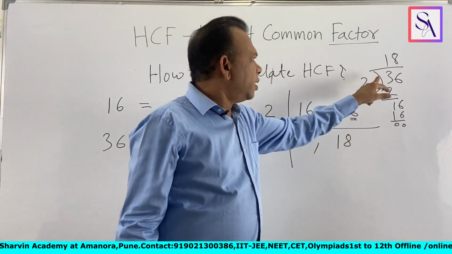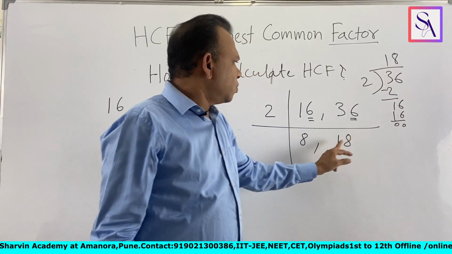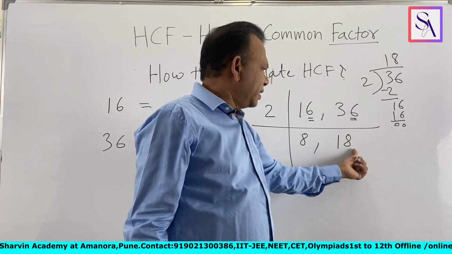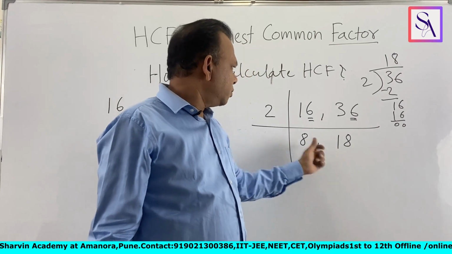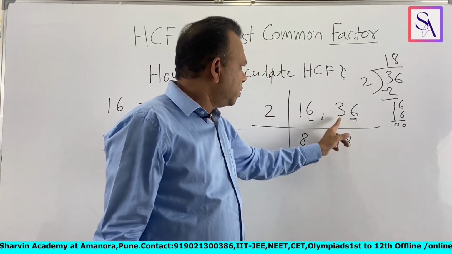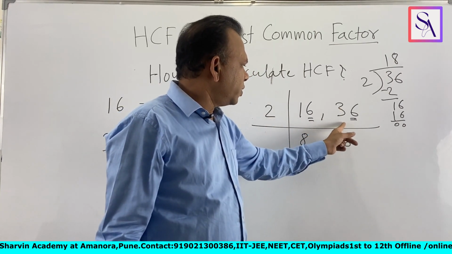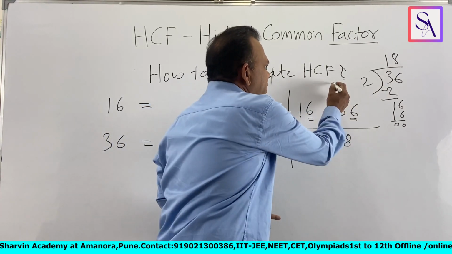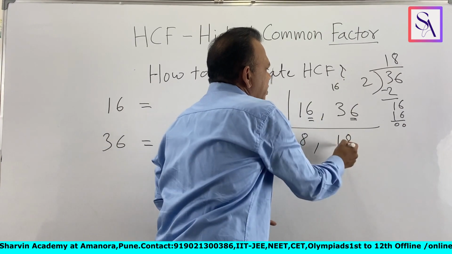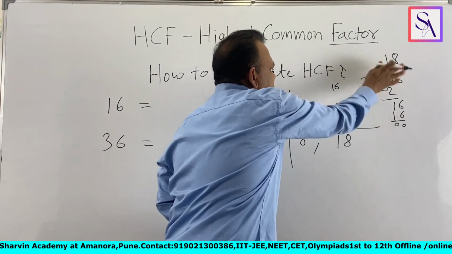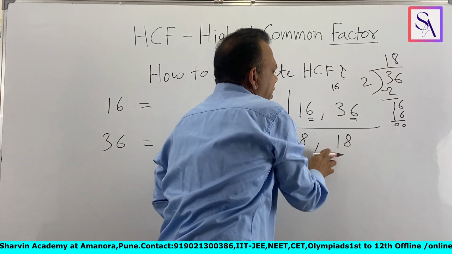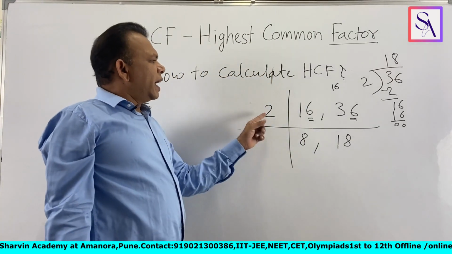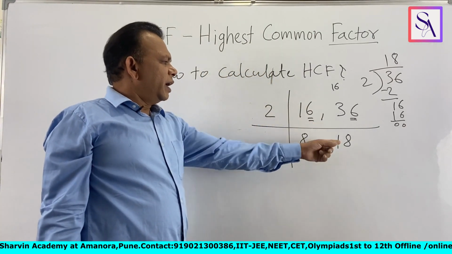So you need to practice this. After practice, eventually you will learn how to write this number. So 2 1s are 2. So I can write 2 here like this. 1 balance, so I can write 1 here. Again 16 is there, 2 8s are 16. So without doing this, you can directly calculate this 18. Okay, so 2 can divide 16 and 36 and we get 8 and 18.